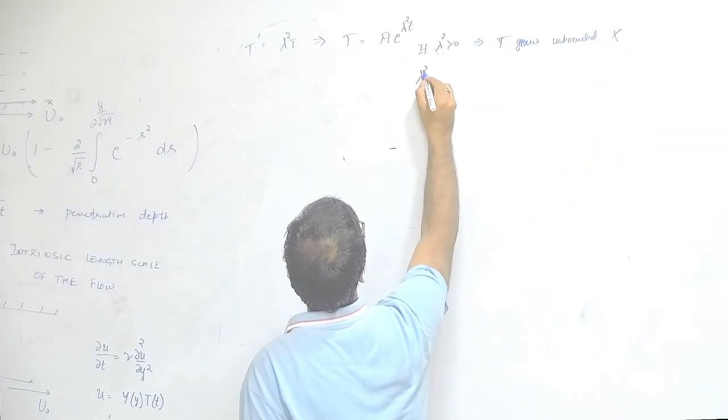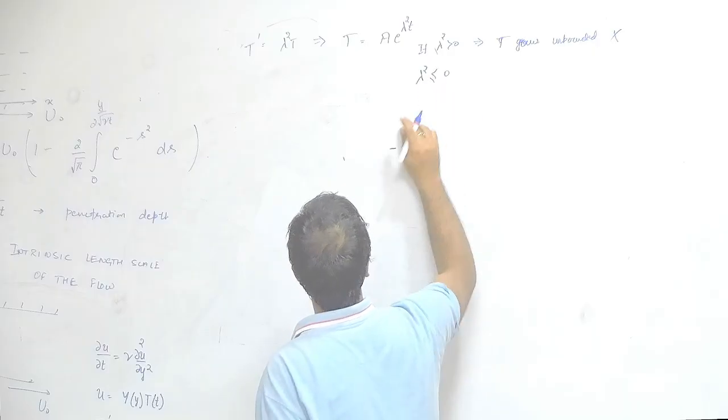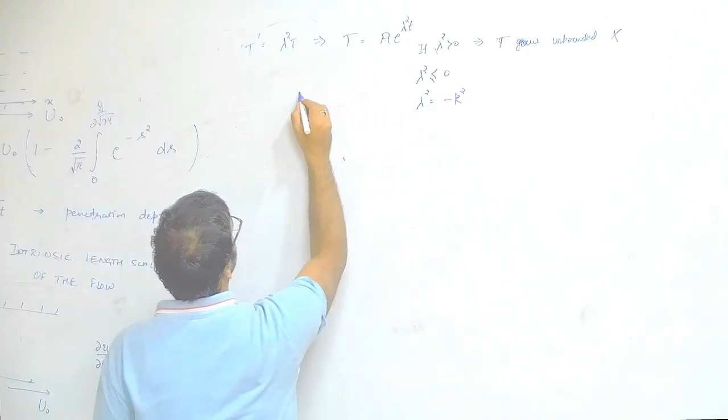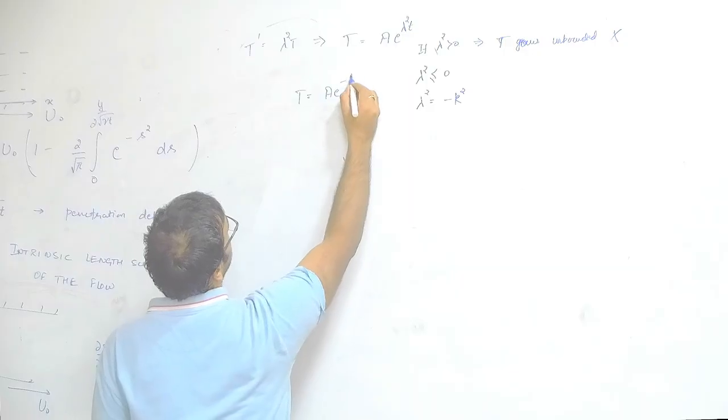That means lambda square has to be less than or equal to 0. So we will take lambda square as minus k square, and I will write that T is A e to the power minus k square t.